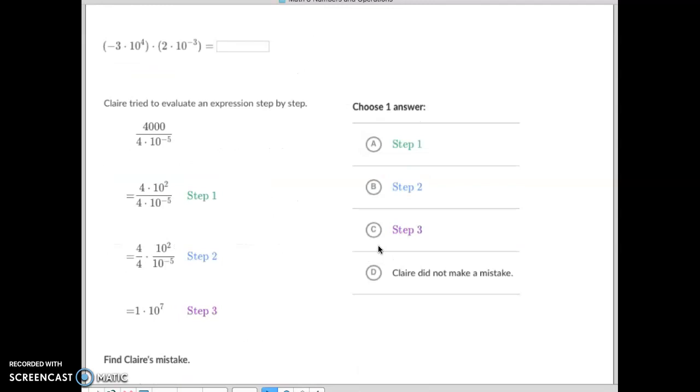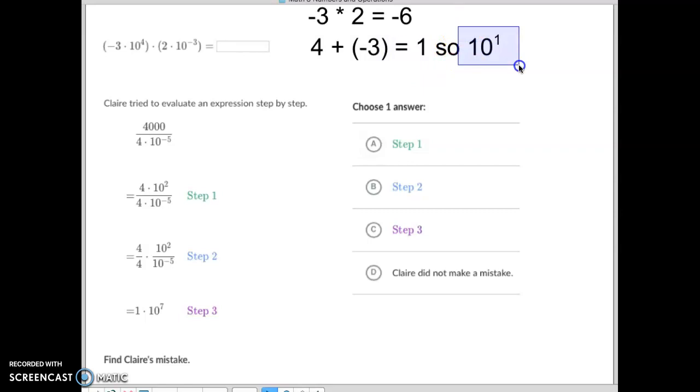All right, we have this one where it's actually a multiplication problem. When you multiply the numbers, negative 3 and positive 2, we'll just multiply. Negative 3 times 2 is negative 6. And then when you multiply powers, 10 to the 4th times 10 to the negative 3rd, you add the powers. So we're going to take 4 plus negative 3. So 4 plus negative 3 is 1, so that would equal 10 to the first power, which you should all know is just 10. And then we multiply. Negative 6 times 10 is negative 60. So that's our answer for this one.